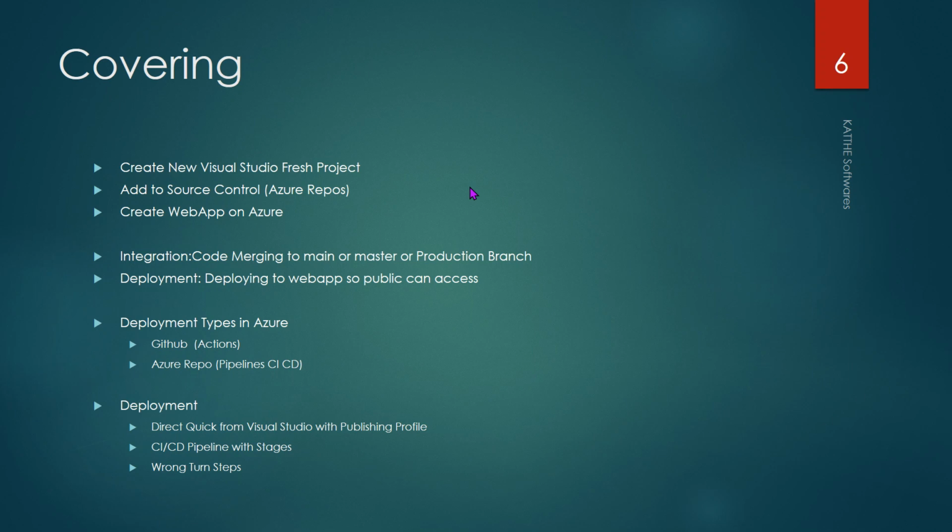Coming back, creating a new fresh project and then adding it to source control, which could be Git, Azure Repos, or anything. GitHub was publicly free of cost earlier, and Azure Repos is maintained by Microsoft. This is also free of cost. In Azure Repos you can keep the code public or private, the same as GitHub. All the features are here.